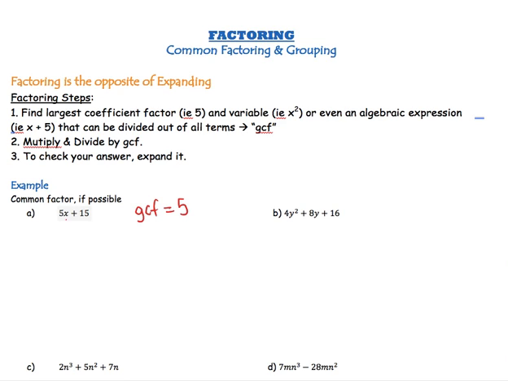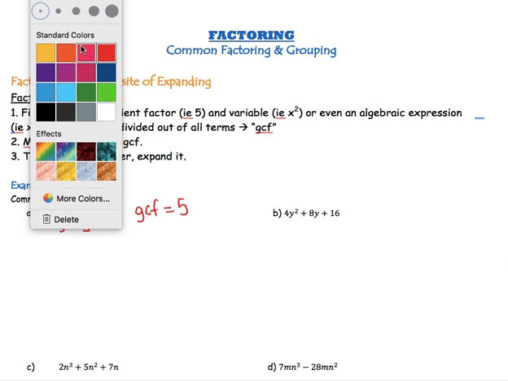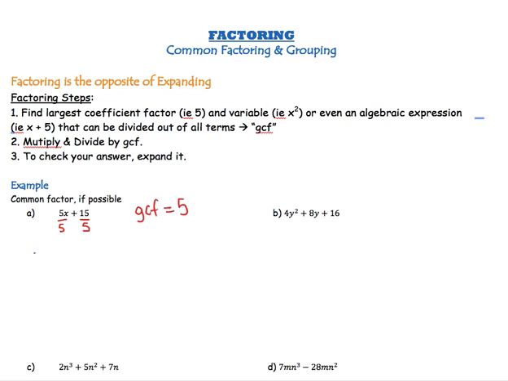So I'm going to divide both of them by the greatest common factor. And then I'm going to write the common factor out here and then go through and divide. So 5 divided by 5, that cancels out. That leaves me just the x. Then the plus sign is here. And then we have 15 divided by 5 is 3. Okay, and that's my final factored answer.